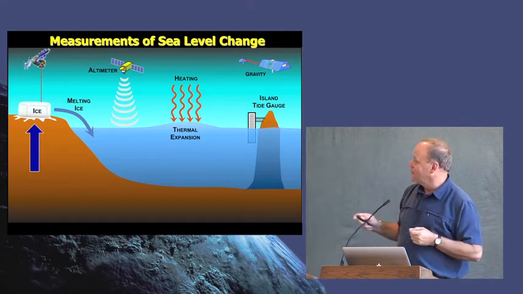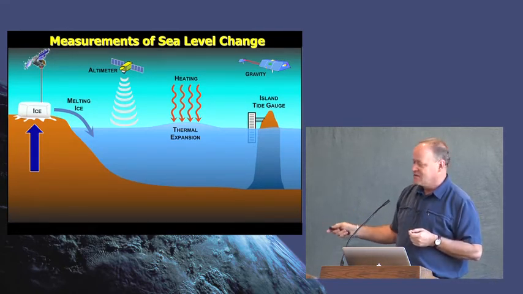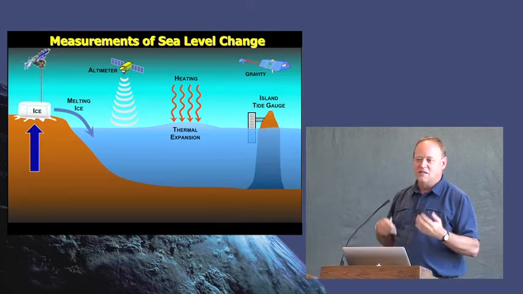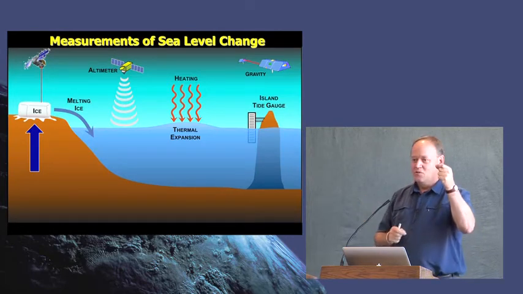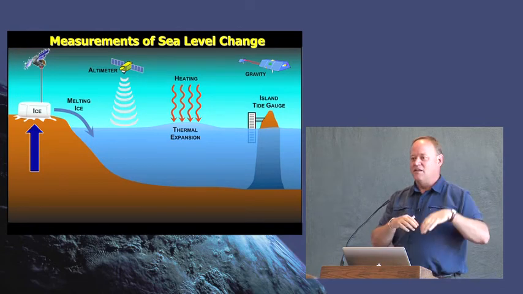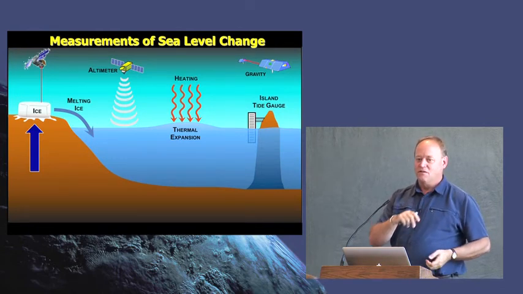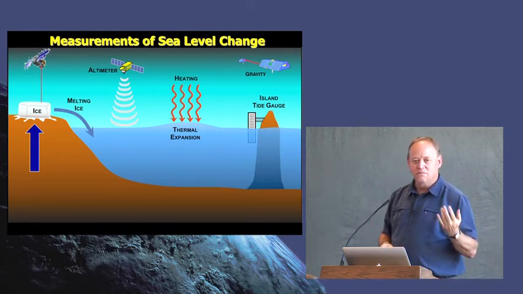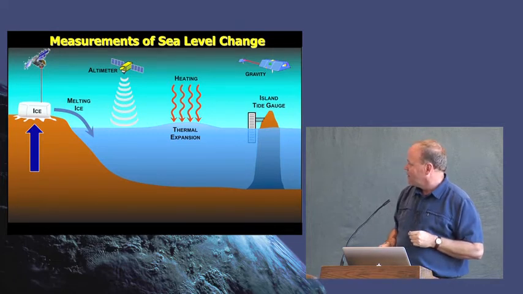We want sea level. So then you have to determine the height of the satellite, say relative to the center of the Earth, using satellite tracking technologies. You subtract off the height of the satellite above the ocean, and that tells you how high the ocean is relative to the center of the Earth. So it's a pretty simple technology in that sense.